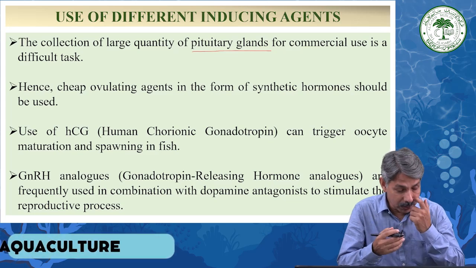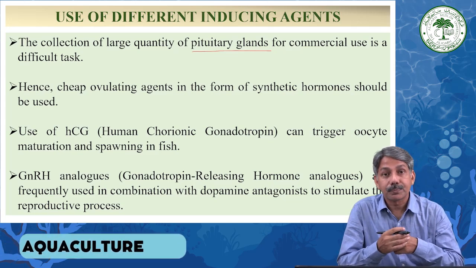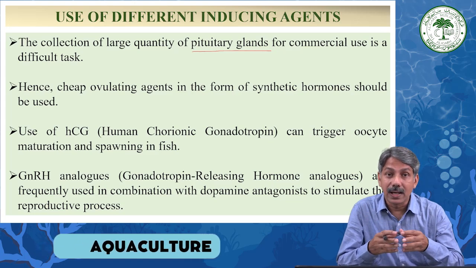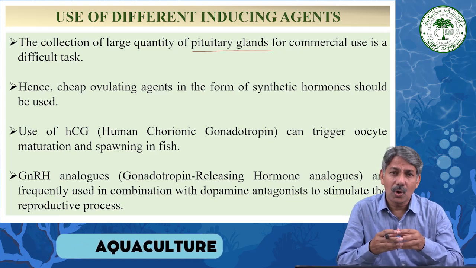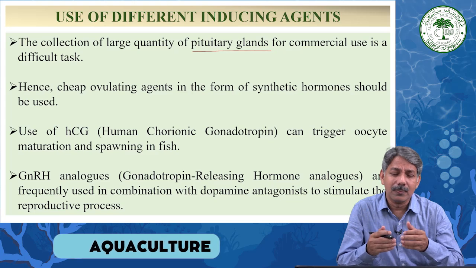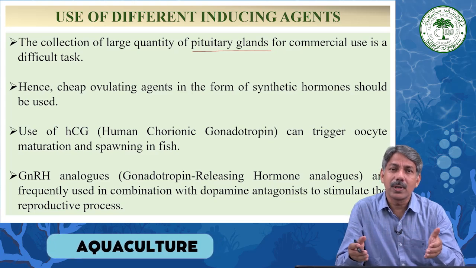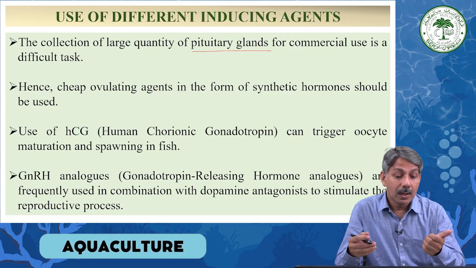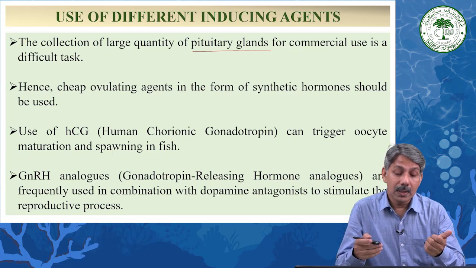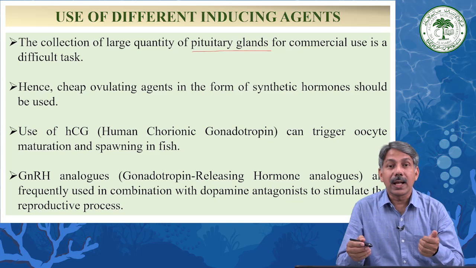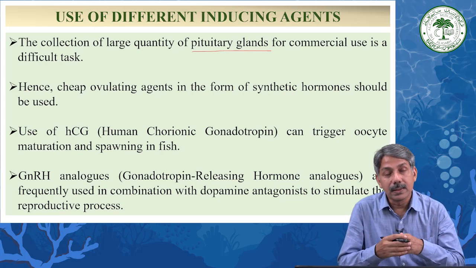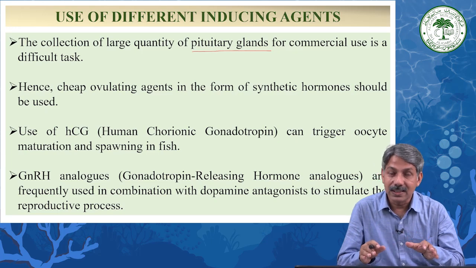So, if you induce the fish for breeding in a confined, controlled environment, then we call it induced breeding, or whether you are inducing it in a natural environment also, but you are inducing it for breeding, then you can call it that. So, here in place of pituitary gland, we can use other hormones. What are those other inducing agents that we can use for induced breeding purpose? Here we are going to discuss those.